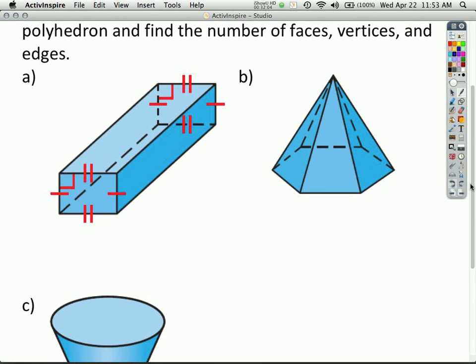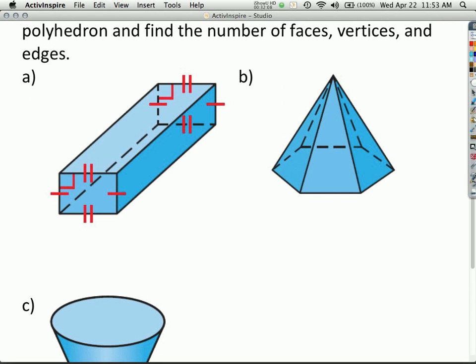How about a name? What do you think would be a best name for part A? Let's get some people involved. Naming, not too intimidating. All right, student number 1, what's the best name for part A? Rectangular prism. What do you think, student number 4? Yeah, I would agree that rectangular prism is probably the best name. So this is a rectangular prism.